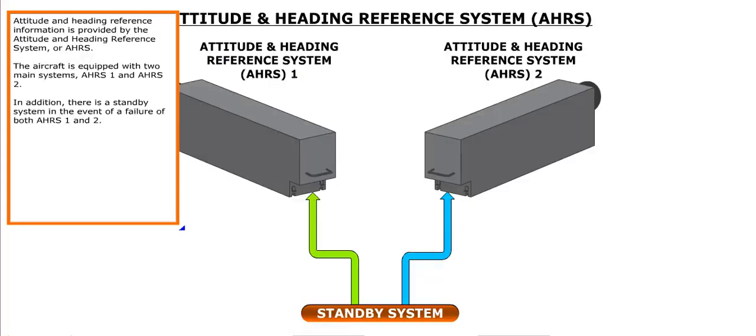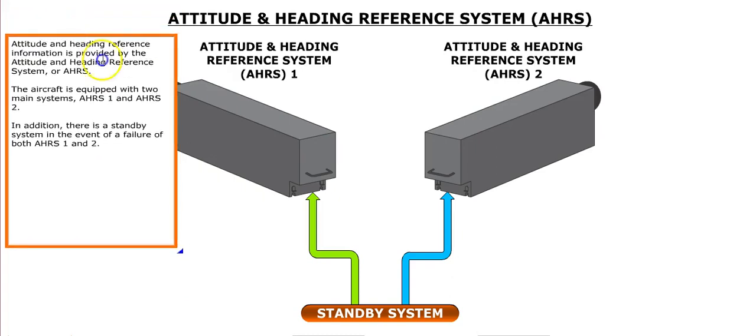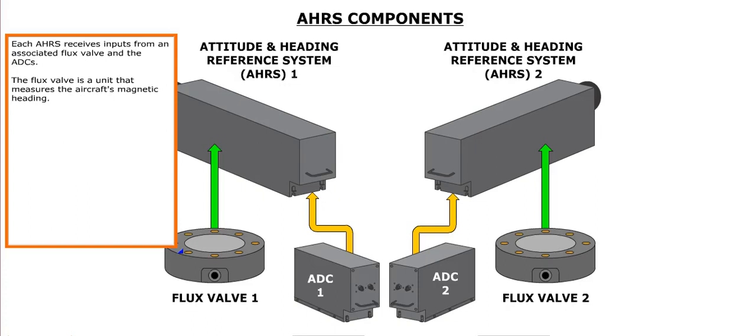Attitude and heading reference information is provided by the Attitude and Heading Reference System, or AHRS. The aircraft is equipped with two main systems, AHRS-1 and AHRS-2. In addition, there is a standby system in the event of a failure of both AHRS-1 and 2. Each AHRS receives inputs from an associated flux valve and the ADCs. The flux valve is a unit that measures the aircraft's magnetic heading.